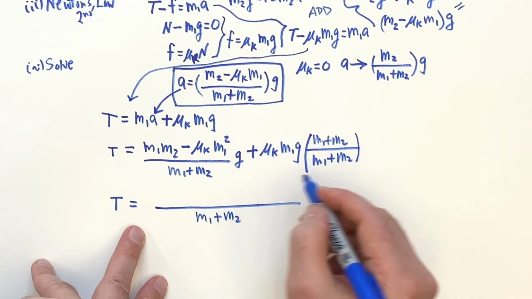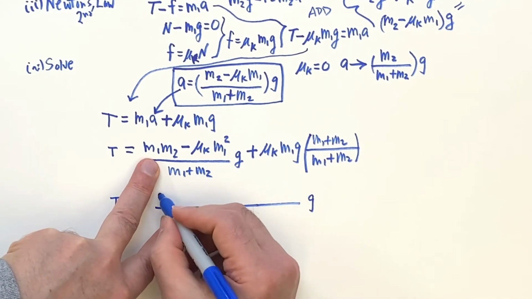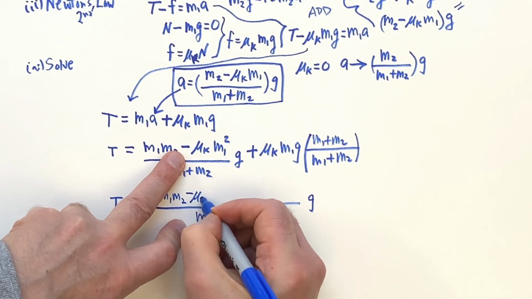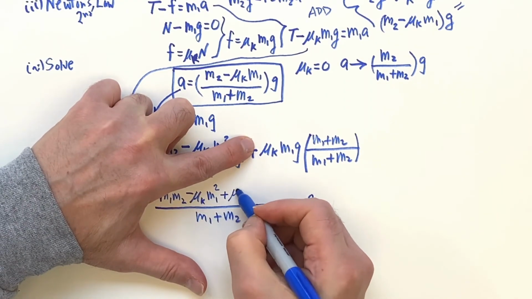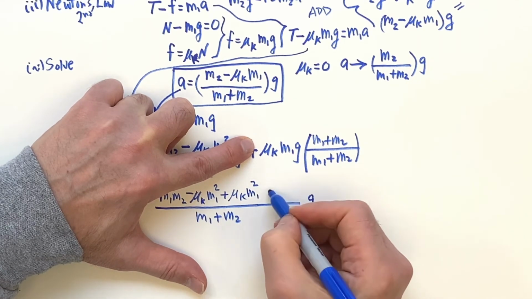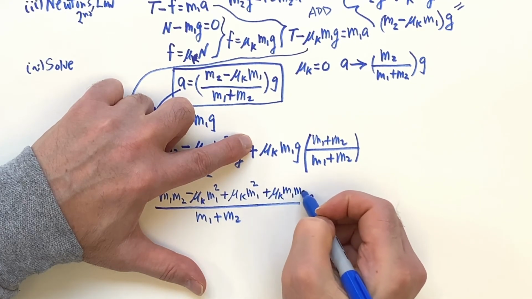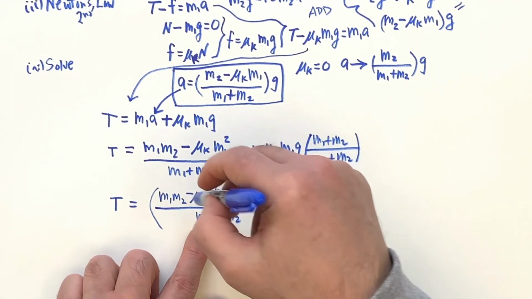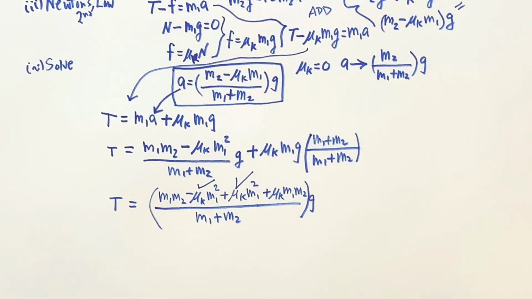And it looks like G can be pulled out. So here the first one is going to be M1 M2. Then it's going to be minus mu K M1 squared. Then here I'm going to have a plus mu K M1 times M1 is going to be M1 squared. And then I'm going to have a plus mu K M1 times M2. Okay, now you can see that this one and this one cancel. They go away.